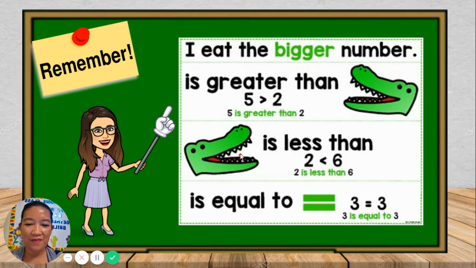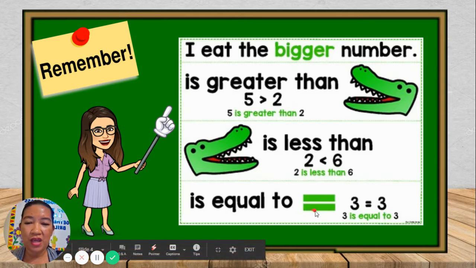Okay, so we have here also the symbol for less than. Okay, let's have two fingers right on the side. This is number 2. And then we've got 6. All right. That's 6 right there for that number. So we have here 2 is less than 6. Look again at the alligator's mouth. That is your clue. It always faces to what? The higher number or to the bigger number.